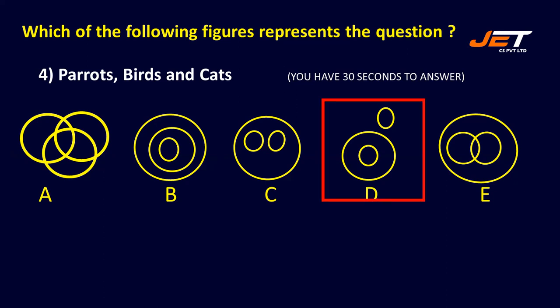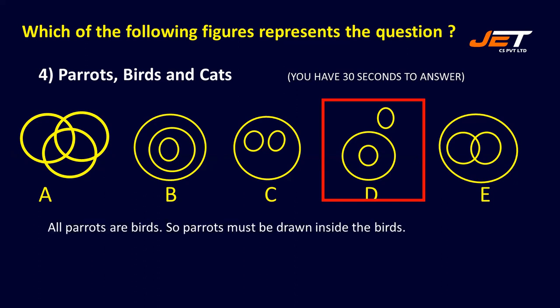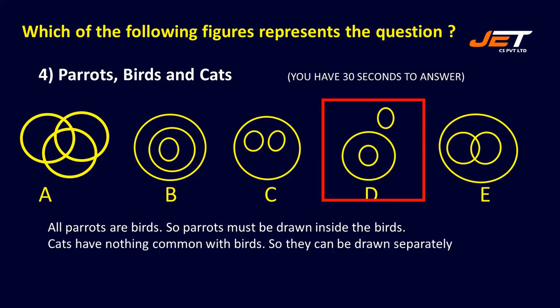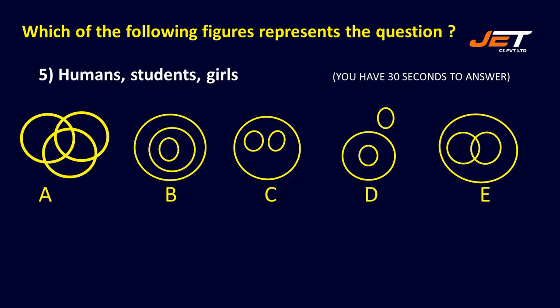The correct option is D. Yes. How? Here goes. All parrots are birds. So parrots must be drawn inside the birds. Cats have nothing common with birds, so they can be drawn separately. Right. Next is humans, students, and girls.